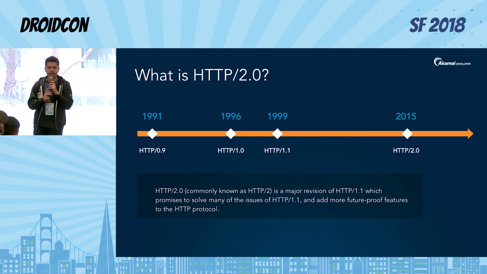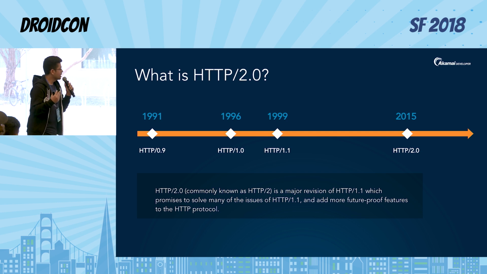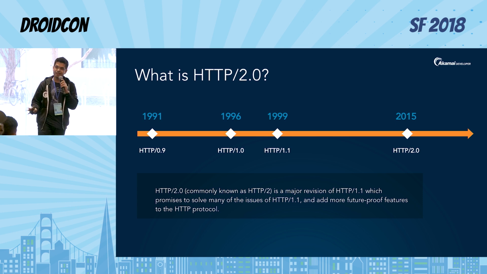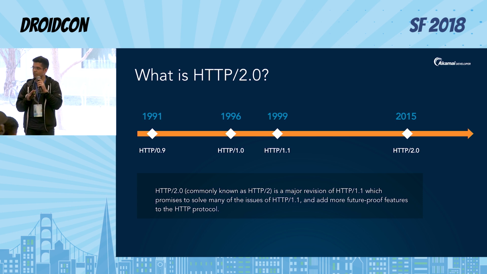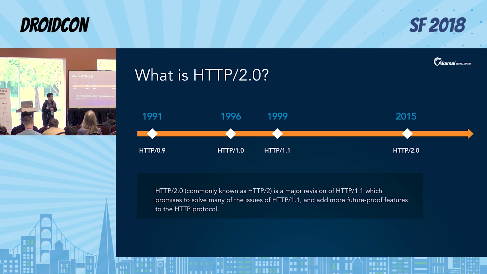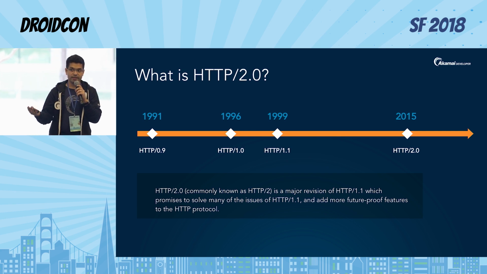Knowing a little bit about history would be good at this point. We started off with HTTP 0.9, which eventually evolved to become HTTP 1.1 in 1999. And since then, pretty much, we are using HTTP 1.1 for doing everything. But the web has changed. The needs have changed. Back in 1999, we were mostly serving HTML. Now there are more things that need to be served on the internet.